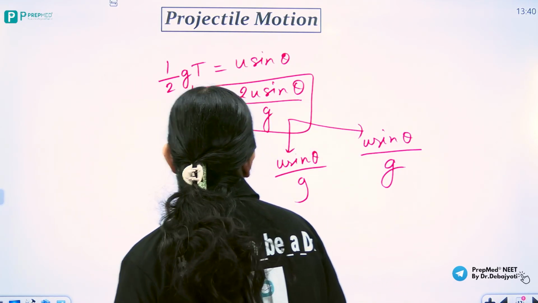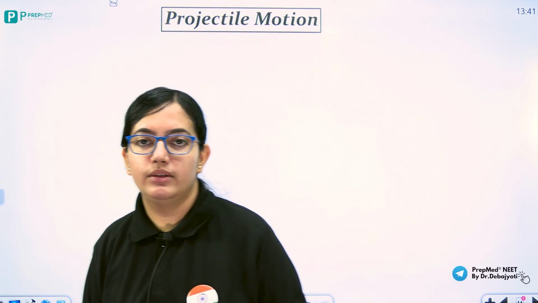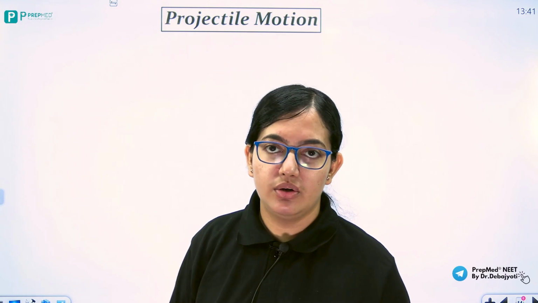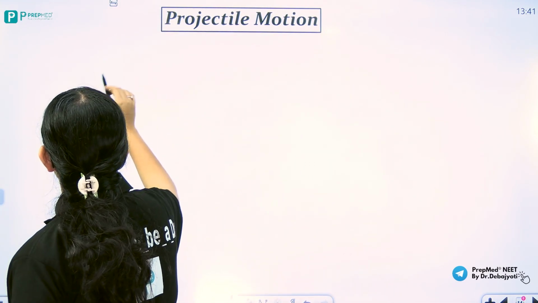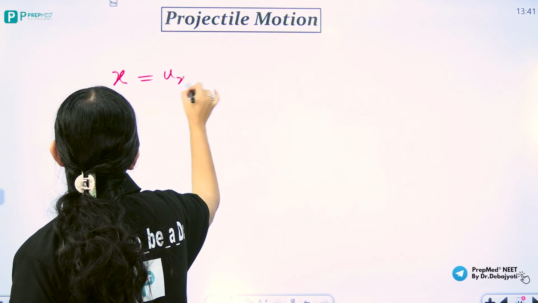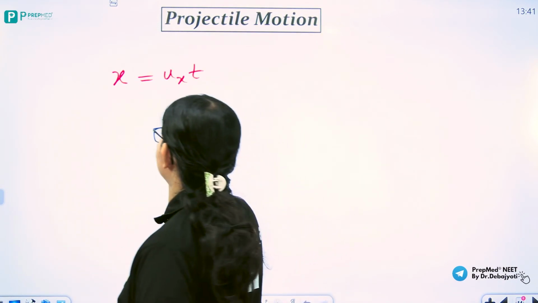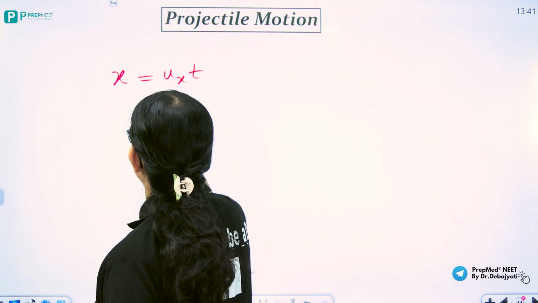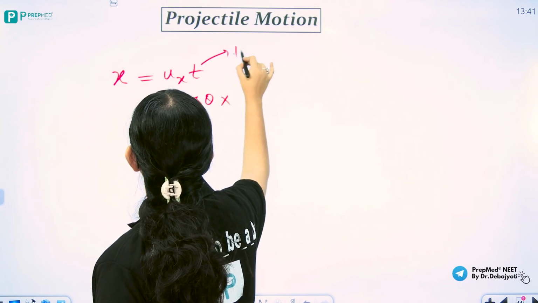So next one is, we need to calculate what? We need to calculate the maximum range in the horizontal direction, that R. Remember the R? So to calculate that, we can write x equals the equation that we got, that is ux into t. Okay. So this ux into t, ux is what? u cos theta into t. This is what? This is time of flight.